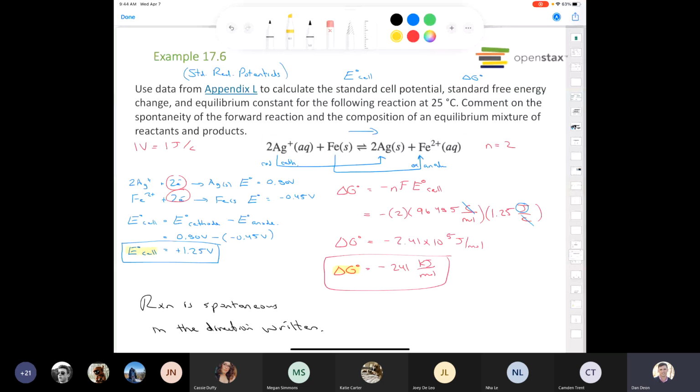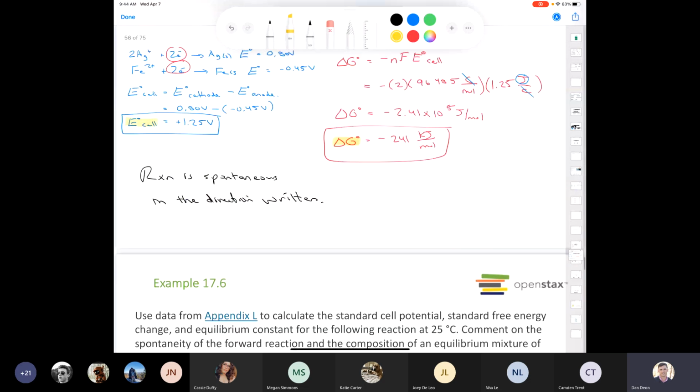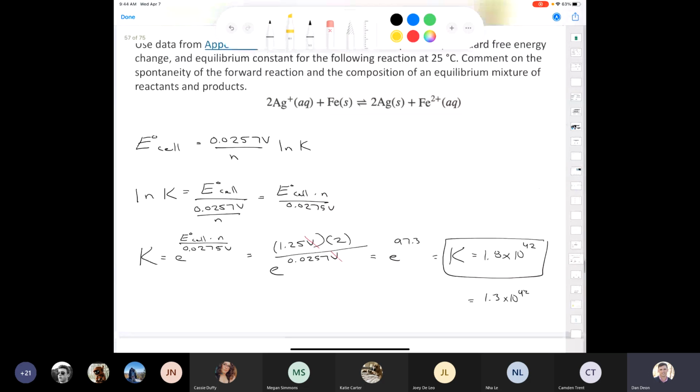From the positive E cell and the negative delta G, we can say that the reaction is spontaneous, the way that it's written. And then from our K value, since the K is so large, we can say that the reaction is mostly products at equilibrium. So we'll say here at equilibrium, we have mostly products because our K is so huge.